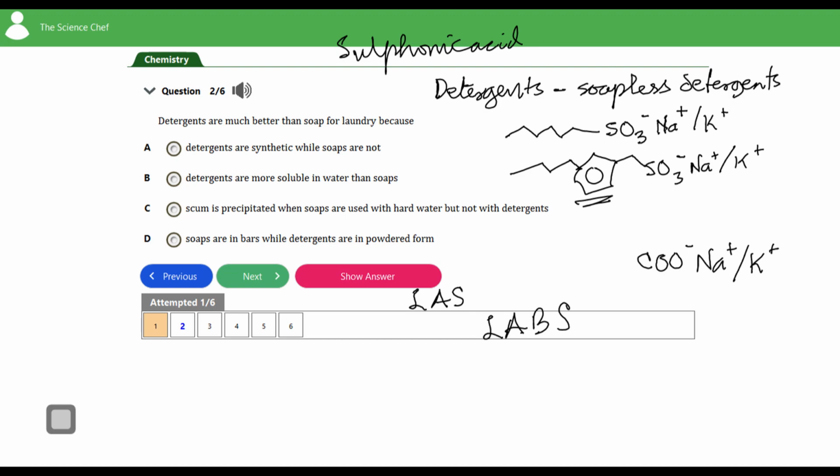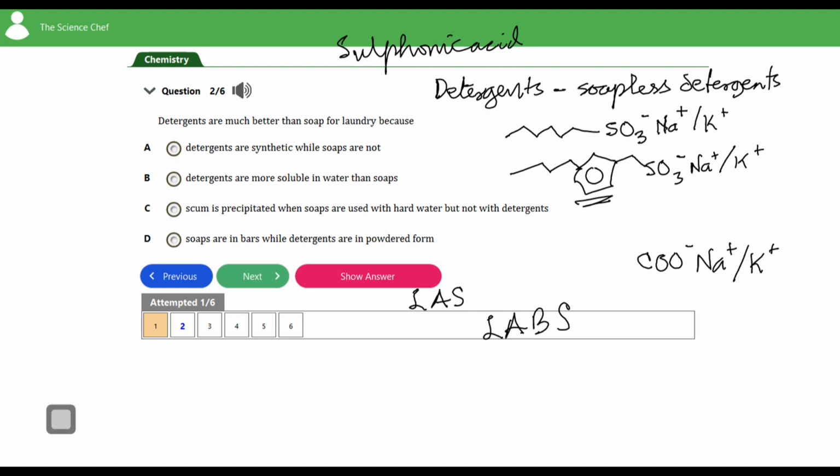Right? The major disadvantage of soap is that it forms scum when used with hard water. What's hard water? Hard water is a sample of water that does not lather readily with soap. Any water that cannot lather or foam readily with soap is said to be hard, right? And of course, you have types of hardness. You have temporary hardness and permanent hardness, right?